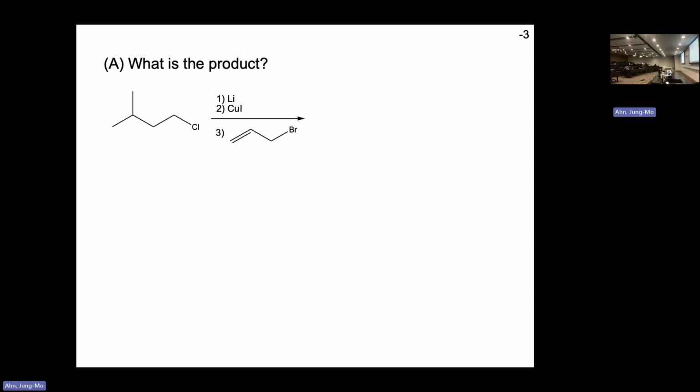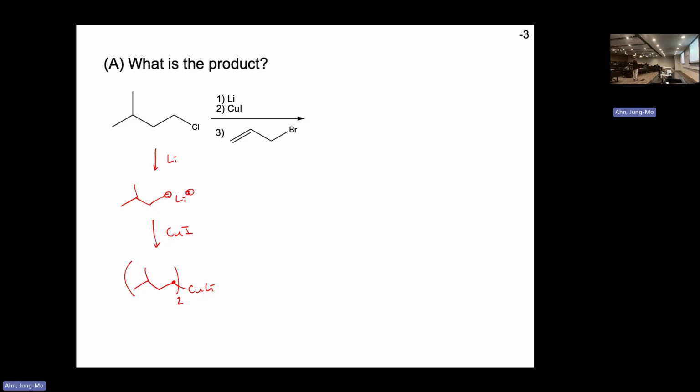Let's say you've got an alkyl halide. The first step is treating it with lithium. That's going to make an organolithium, replacing the halogen with the lithium. Second step, treat it with cuprous iodide, and we'll make a dialkylcuprate.